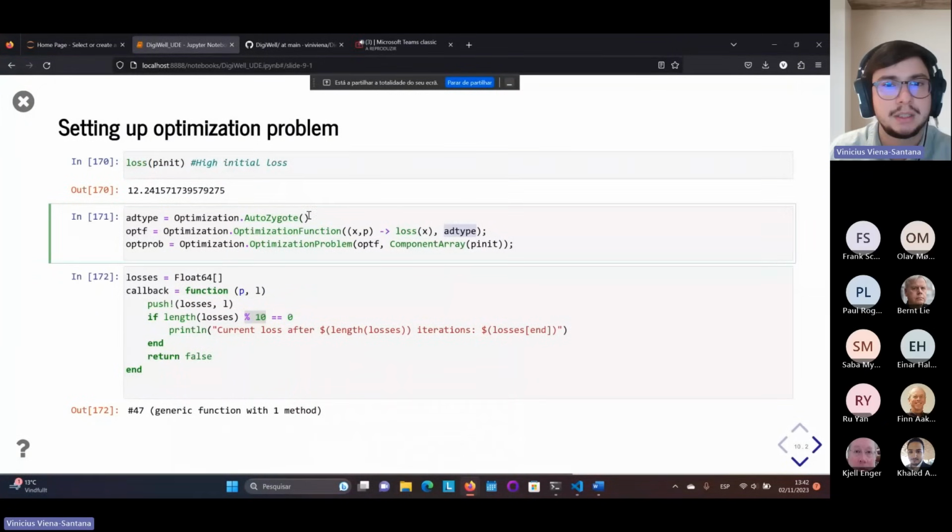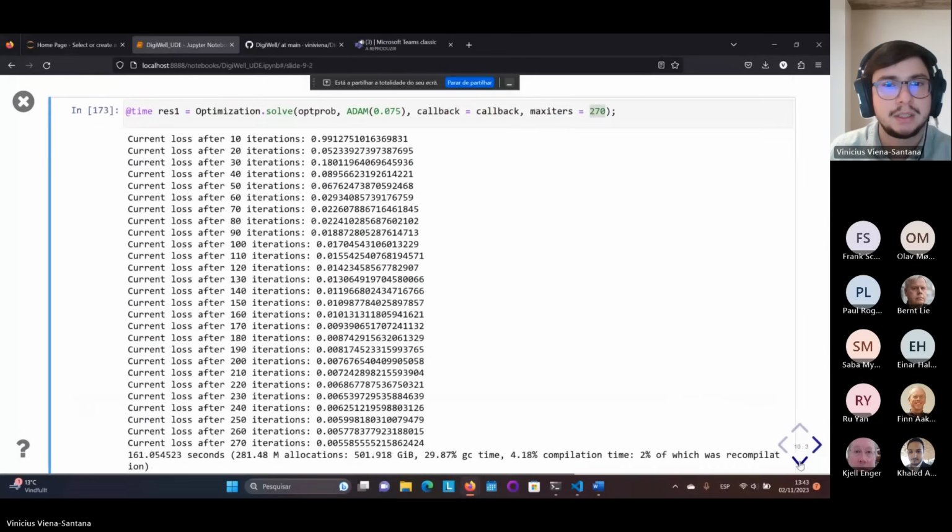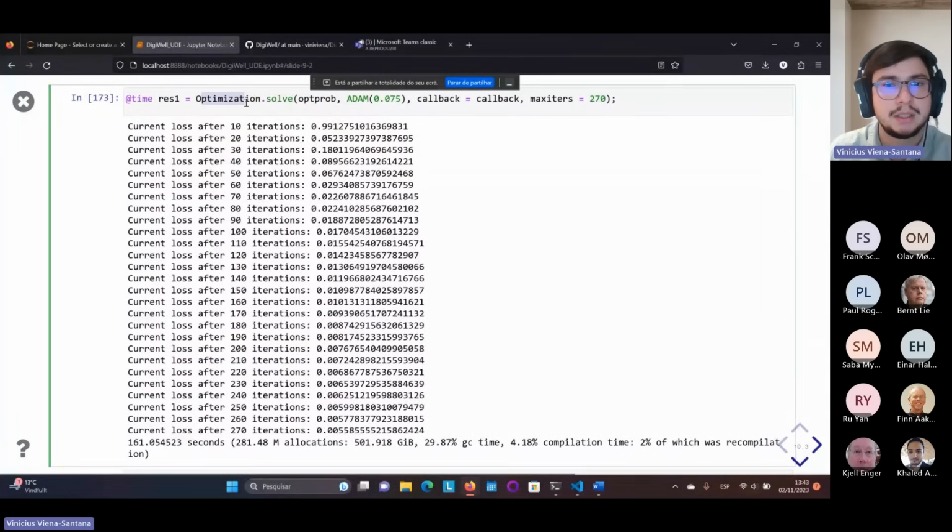I have to set up the backend to calculate the gradient, so I'm using Zygote here. I can also build up callbacks in order to print my loss function every 10 iterations, for instance. And then in order to solve my optimization problem, I need my optimization problem itself, and I need a solver.